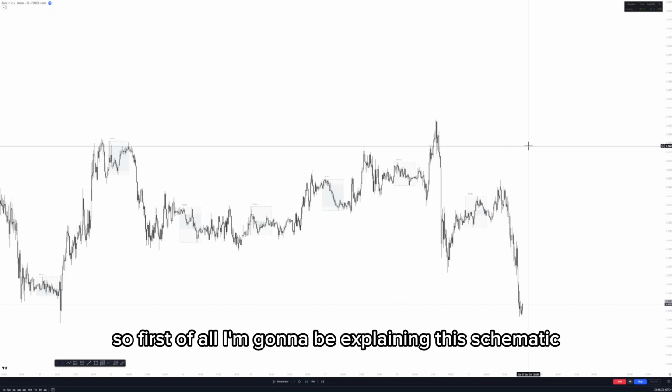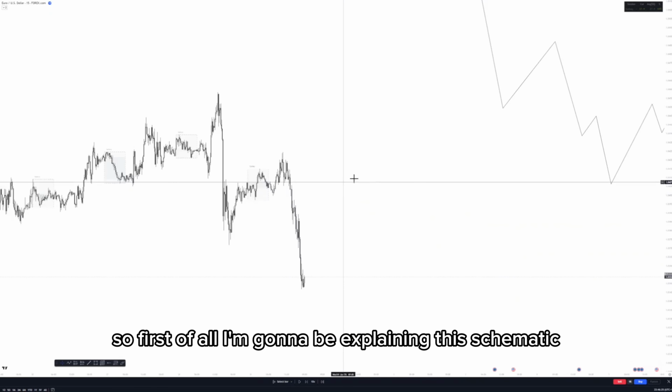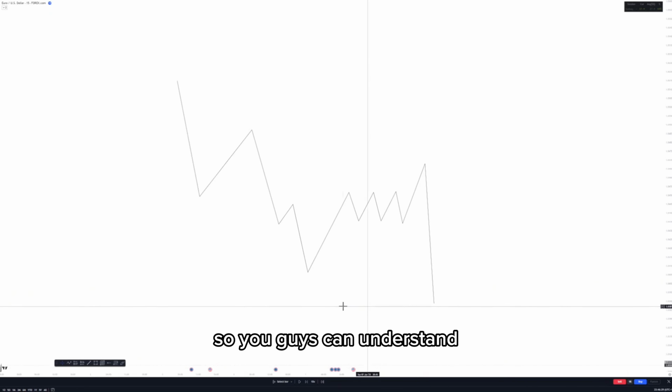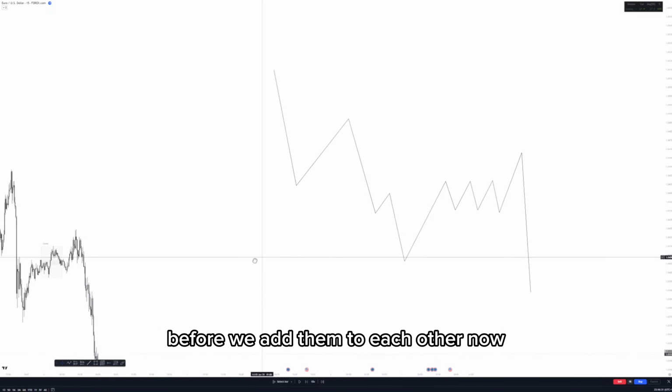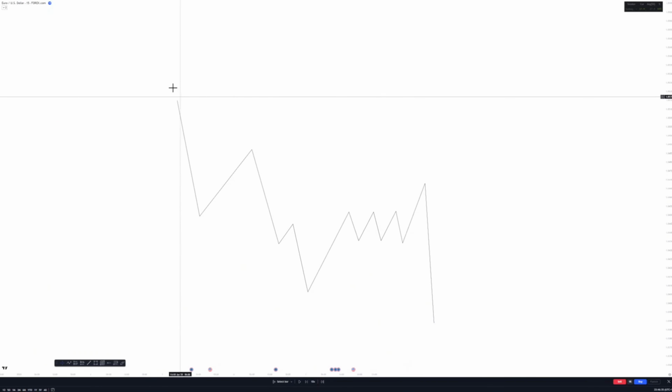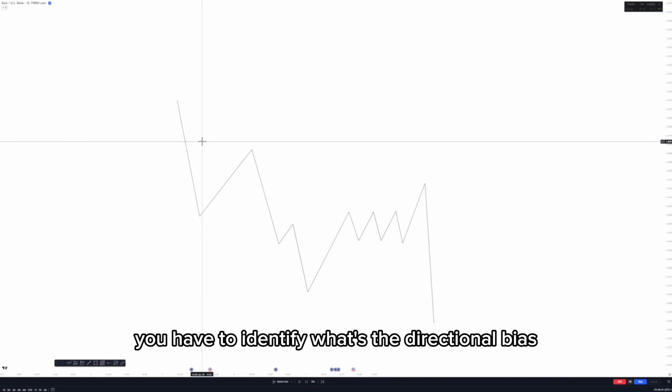First of all, I'm going to be explaining with the schematic so you guys can understand my thought process before we head on to the chart. Okay, so this is the schematic. As you can see, first of all, you have to identify what's your directional bias for the day.